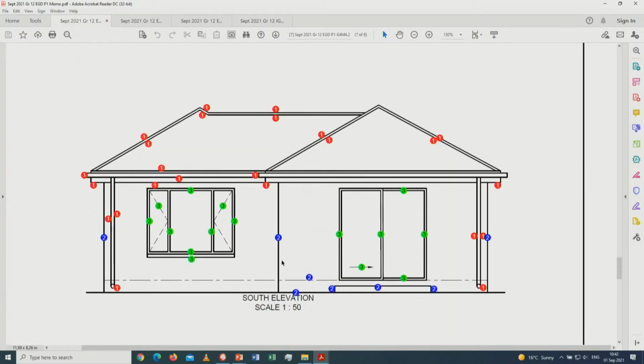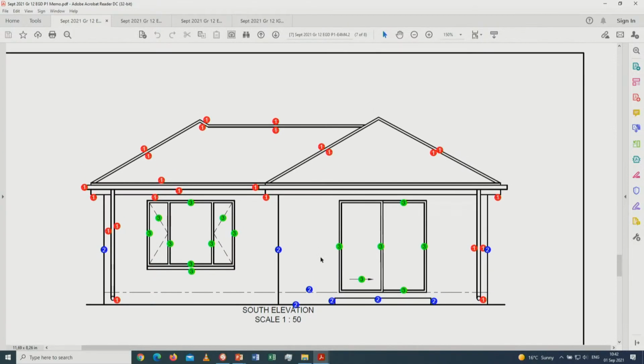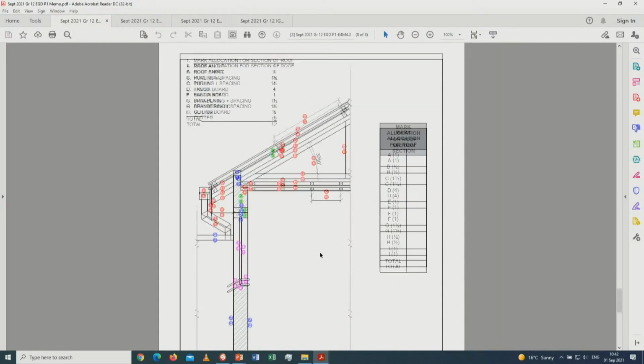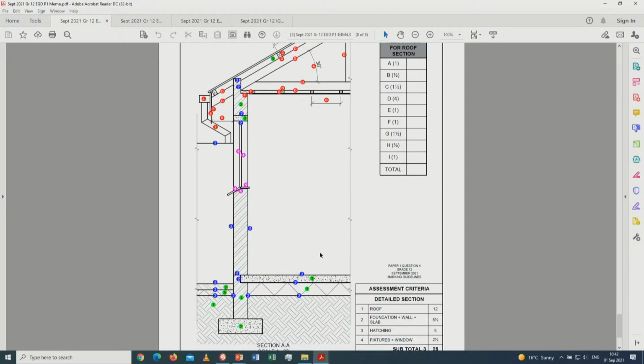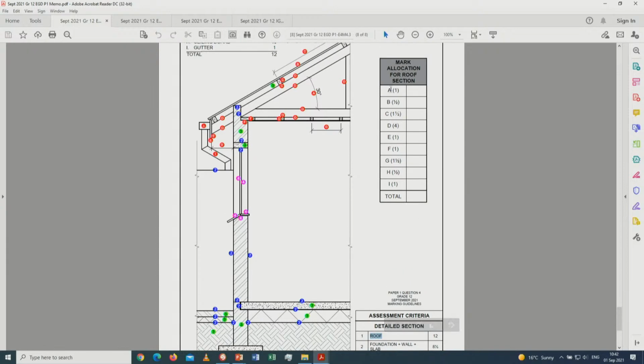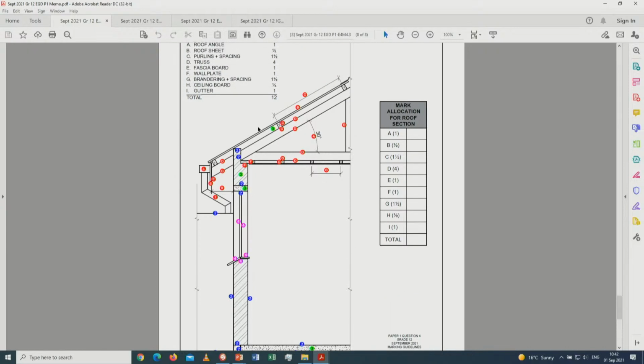Okay, ladies and gentlemen, this is for the elevation. The last part of the question paper was, of course, the section drawing. All right, so if we go towards this route, you will see that number 1 is basically the roof. It points out to 12 marks. Now the 12 marks comes from A, B, C, D, E, up to I. What I want to point out is the following.